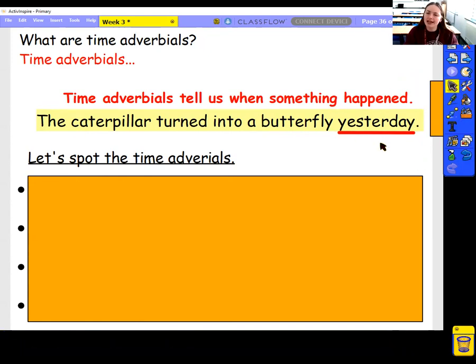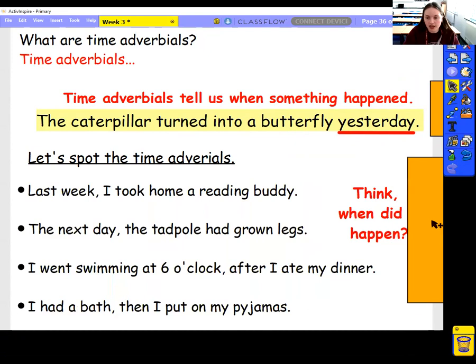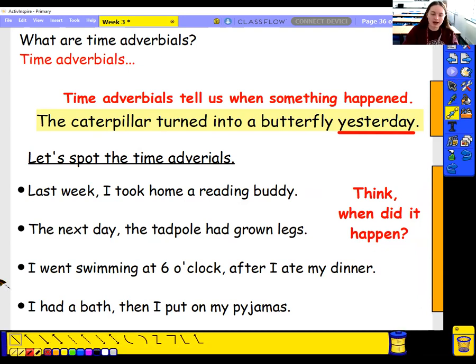What is yesterday? It's a time adverbial. Well done. And what does a time adverbial tell us? When something happened. Fantastic. Let's see if we can spot the time adverbials in these sentences. Remember, think about when it happened. I'm going to read the sentences one at a time and you see if you can spot the time adverbial.